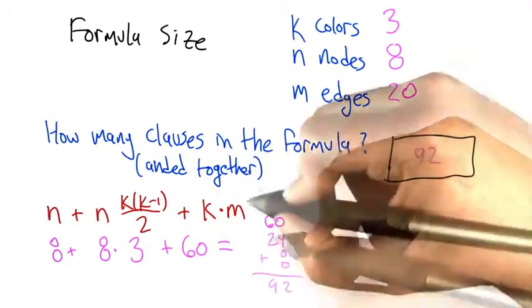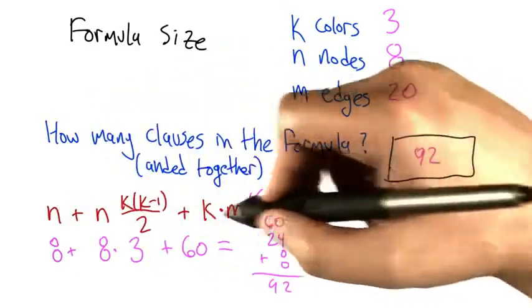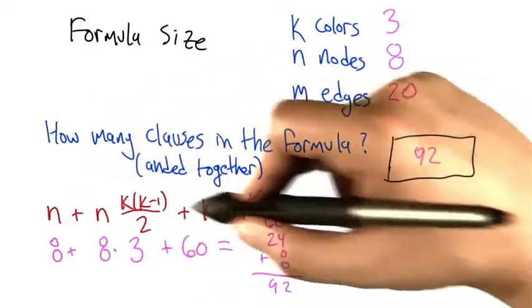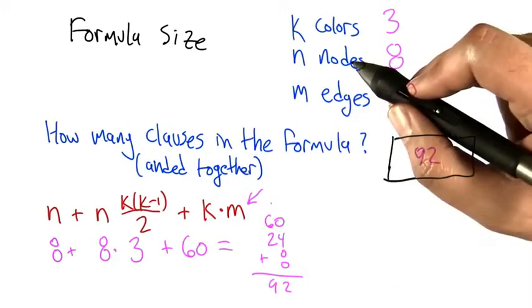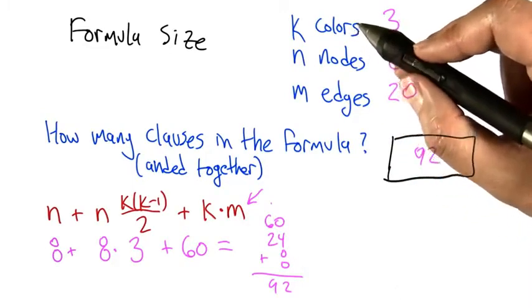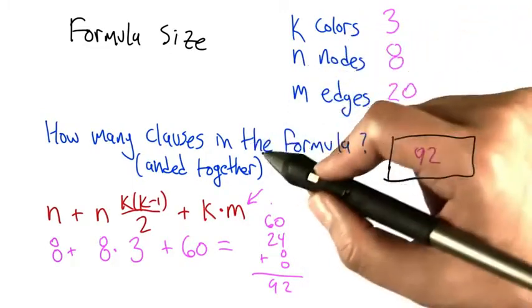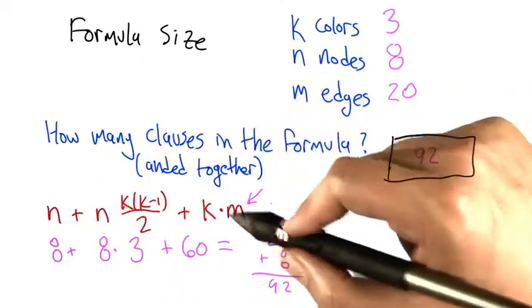But the important thing that I wanted you to get at is this formula here, which most importantly is polynomial in the size of the graph. So we have a graph of a given size, and from that we generate a formula, and that formula has a given size, and that size is polynomial.